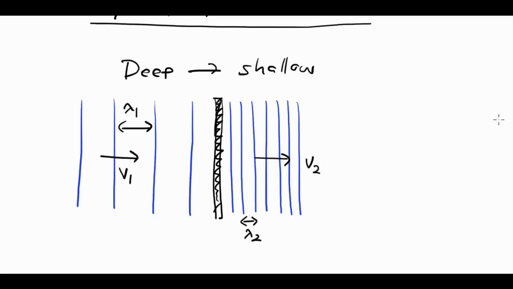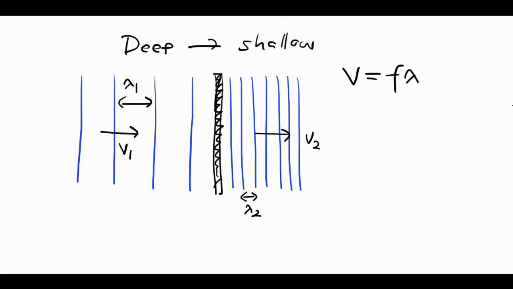So why is it that the waves slow down? Well, the reason why the waves slow down and the wavelength reduces is due to the formula V equals F lambda. Okay, so this is the idea of refraction again, but instead of talking about a light wave slowing down, going from an optically less dense medium to an optically more dense medium, in this case we're talking about a water wave slowing down, going from a deep to a shallow region.